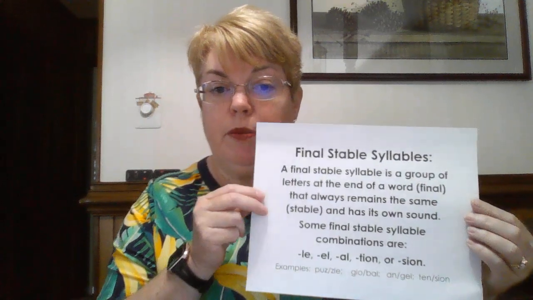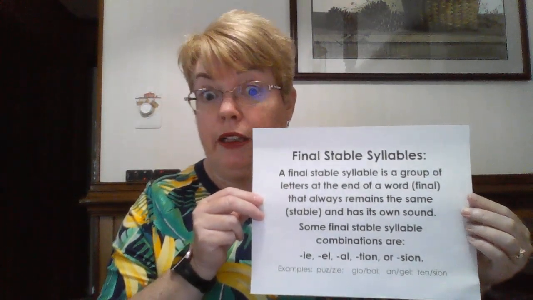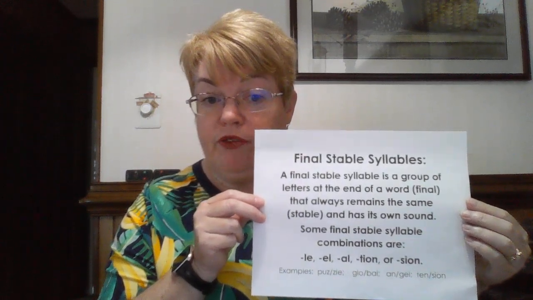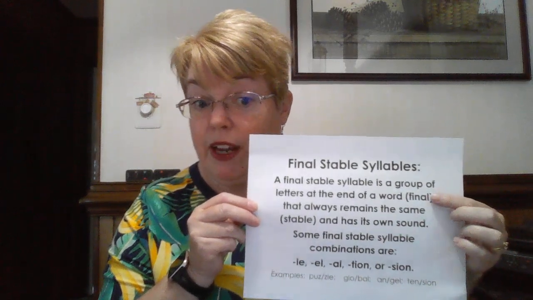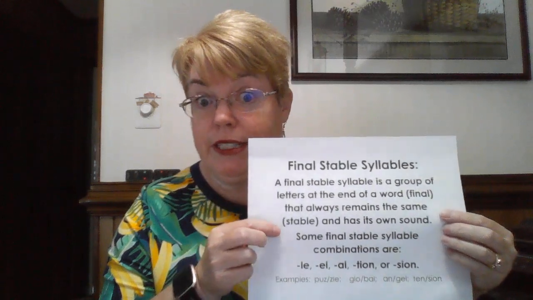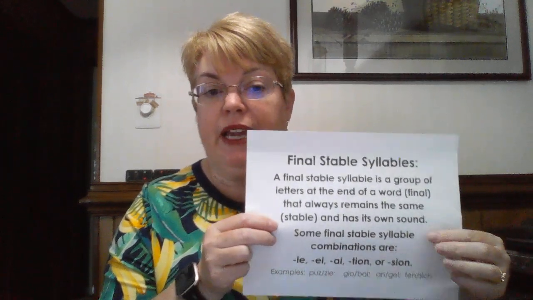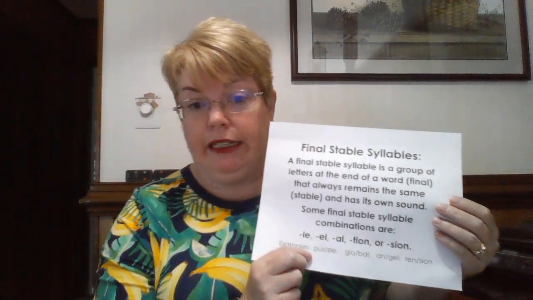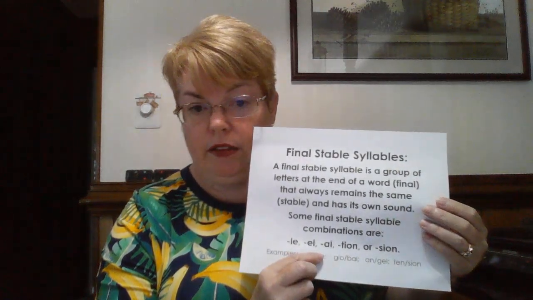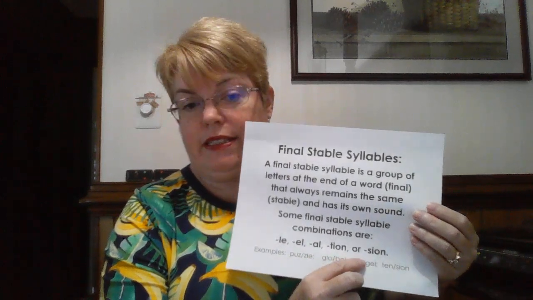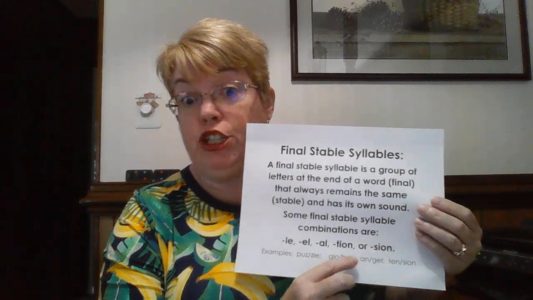So let's look. I have a little anchor chart to help you remember. And there's more than just the LE at the end of the word. So a final stable syllable is a group of letters at the end of the word, that's where final comes from, that always stay together, that's where stable comes from, and they make their own unique sound. So some examples are the LE, EL, AL, TION, or SION. These two say shun.